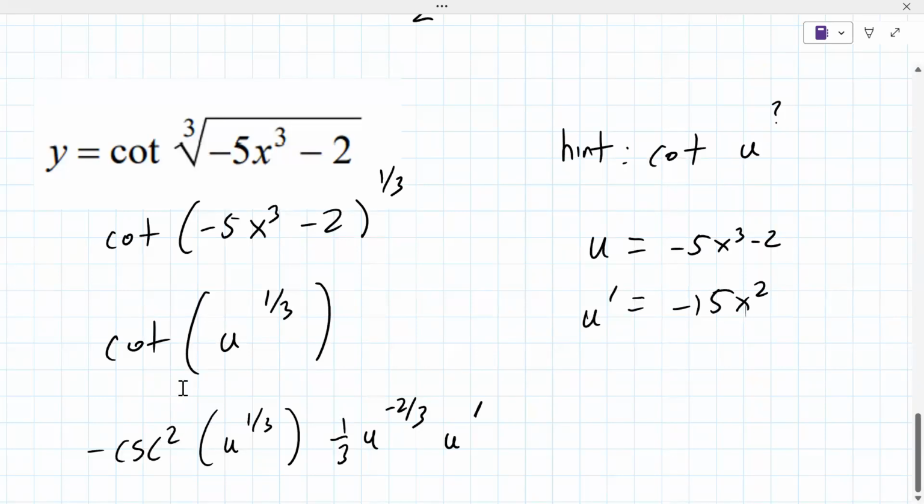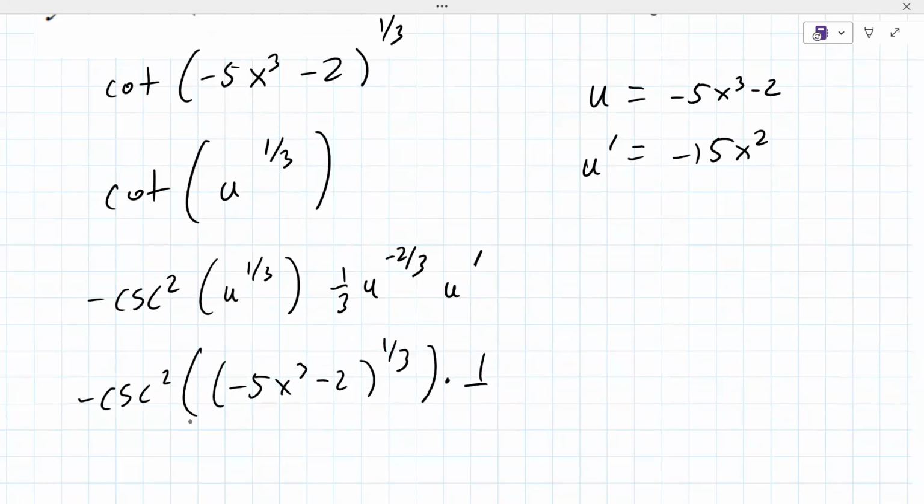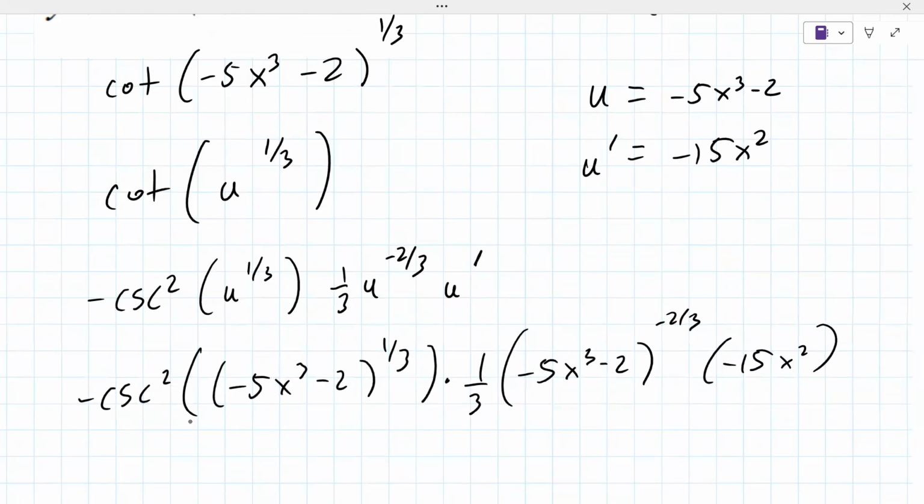Okay. Let's see. So it's minus cosecant squared of minus 5x cubed minus 2 to the 1/3 power, times 1/3 times minus 5x cubed minus 2 to the minus 2/3 power, times minus 15x squared. Okay.